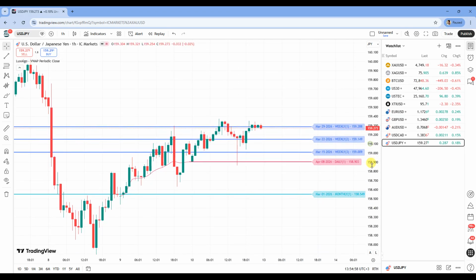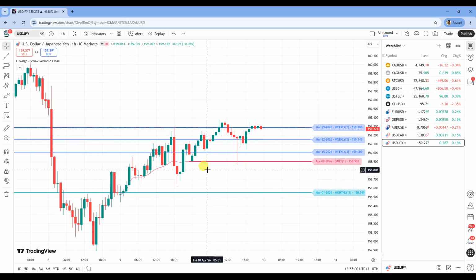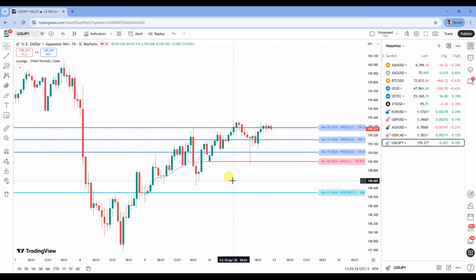So how do you place stop losses and take profits? The stop loss can be right under the pink line when you execute your trade. Your take profit can be 2 to 3 times your stop loss, or you can take the nearest M5 or M15 resistances. So yeah, that's it.